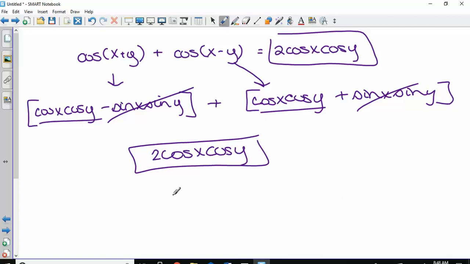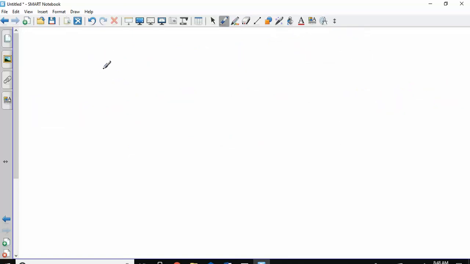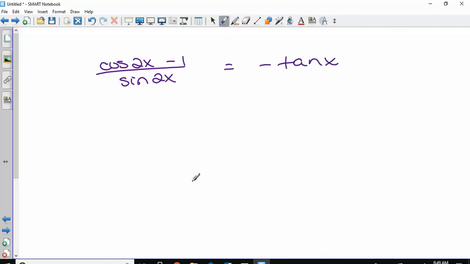Let's do another. We've got a minute. Last one for today. If I said cosine 2x minus 1 over sine 2x equals negative tangent x. Which side would you box in?